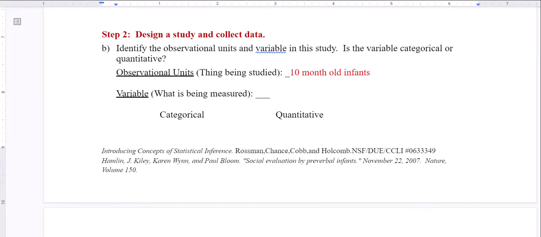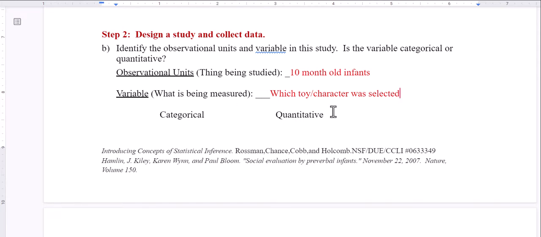The variable being measured is which toy the baby selected, right? Did they choose the friendly toy or the one that was displayed as unhelpful? So which toy or character was selected? And what type of variable is this? Categorical or quantitative? So categorical, right, you have choices, you have categories.